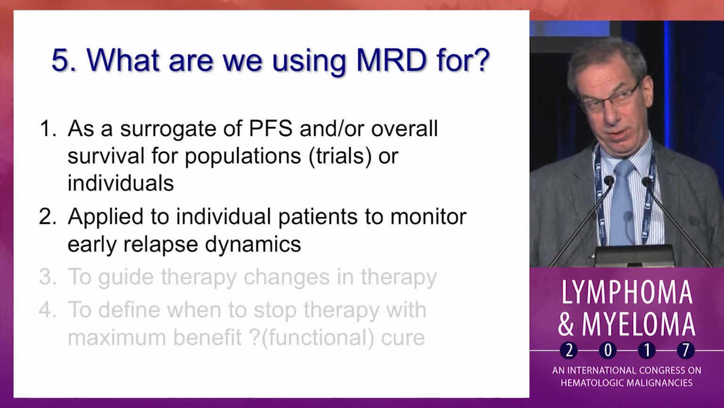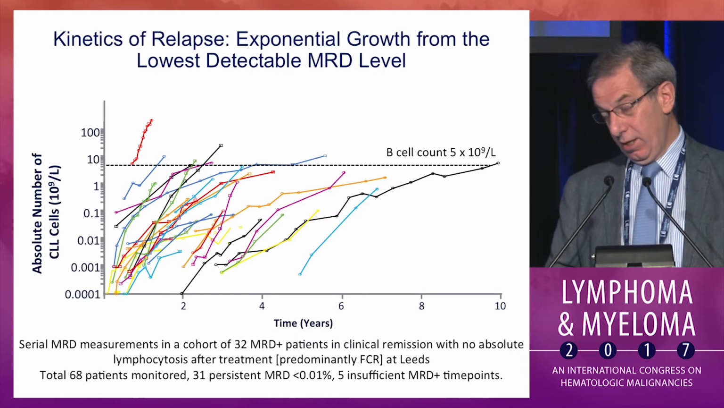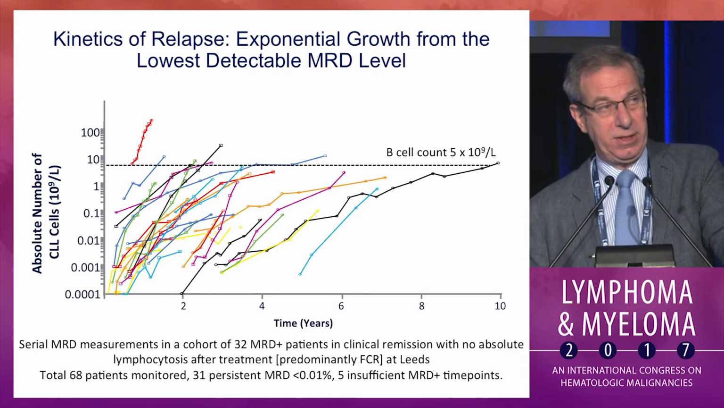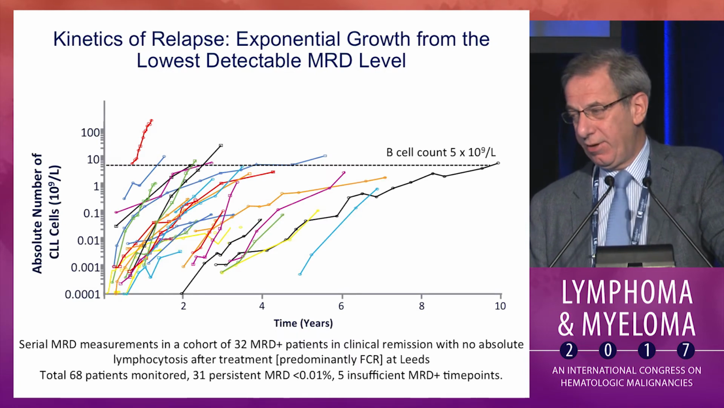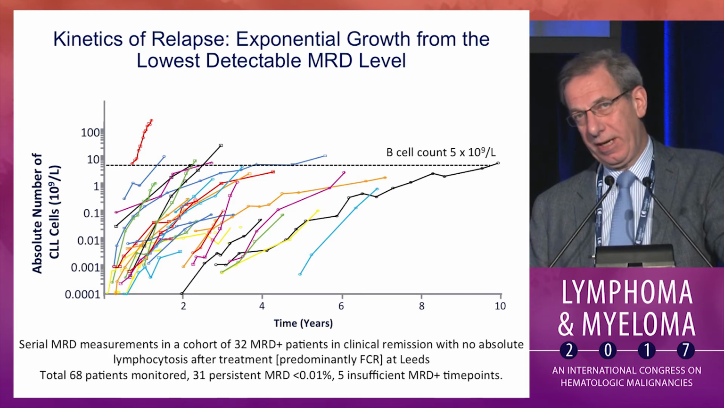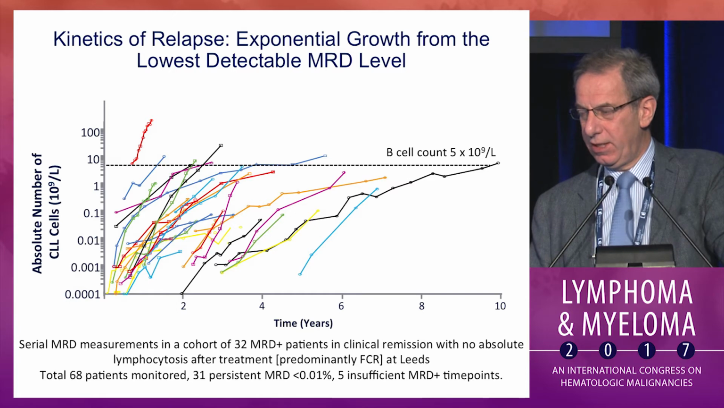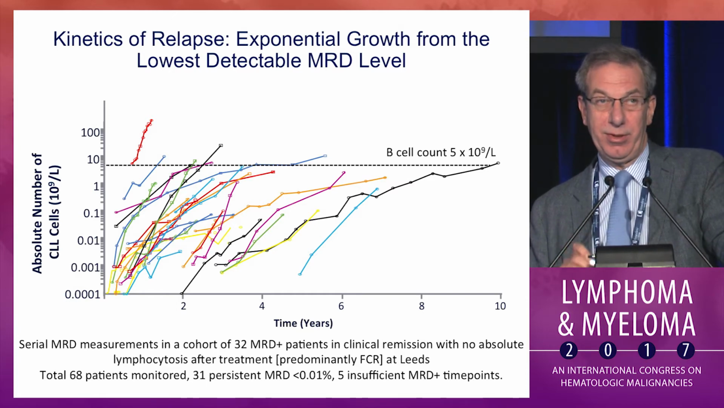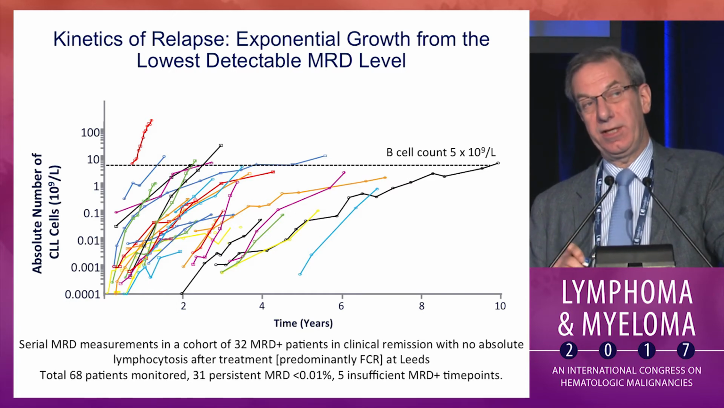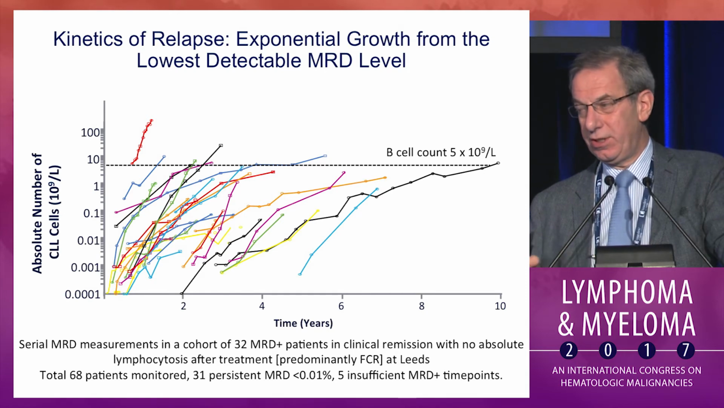So can we apply it to relapse? That's response and prediction of outcome, but this slide shows 32 patients that we have followed over many years now in Leeds, after chemotherapy, antibody treatments, various other therapies, not allotransplant. You can see that once a patient becomes MRD positive at a low level, their disease continually increases until the patient progresses. So you can use MRD level to predict progression-free survival.